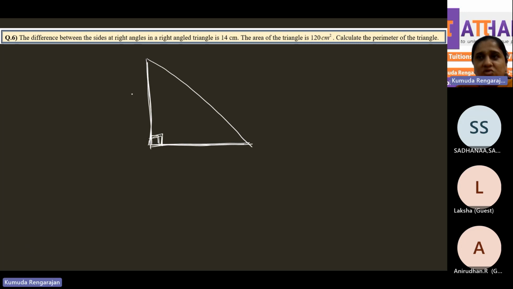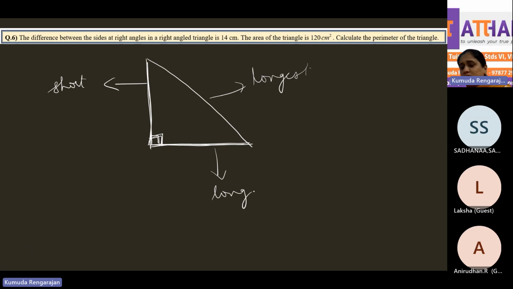The difference between these two sides is 14 centimeters. So if you assume this one to be the shorter side and this one to be the longest, that's a different story. This is the longest. But between these two, if you say this is short and this is long, between these two, it's not the longest.